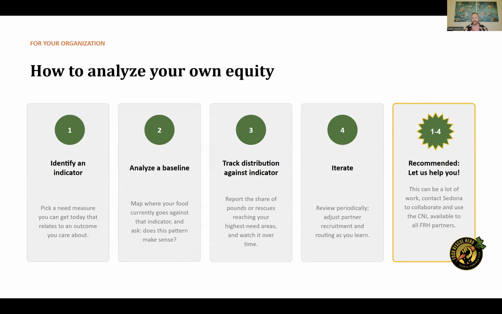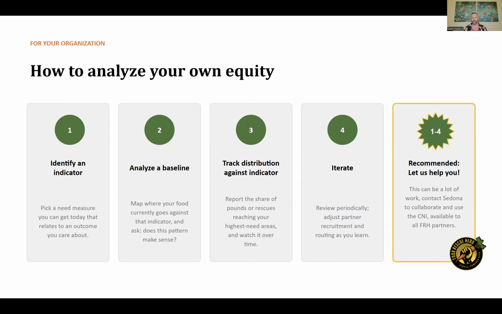How can you analyze your own equity? Like I said, find an indicator. I talked about SNAP participation a lot. Obviously, community need index has it built right in, but if you build your own score, you can do that. Find that indicator. Find a baseline. What are you doing now? How much food is going to the top 10%, 20% of SNAP participation? Change your habits, and then look at that next quarter, next year, and see if that number is improving.